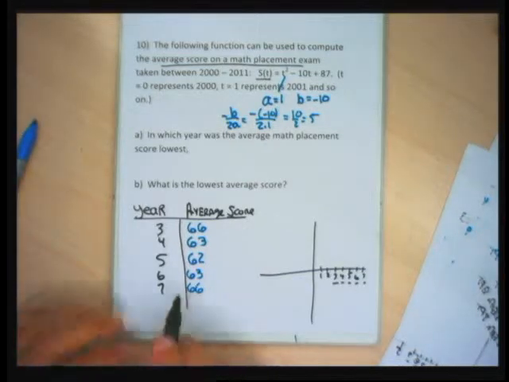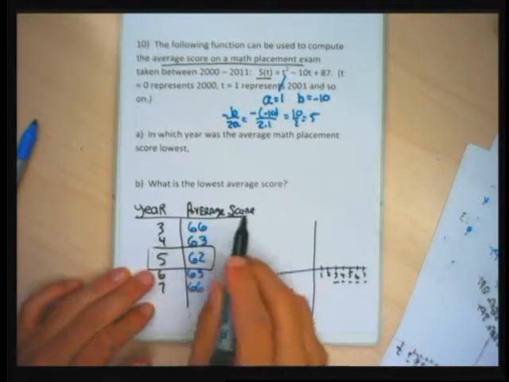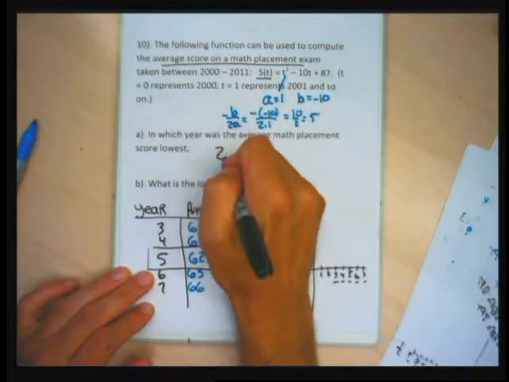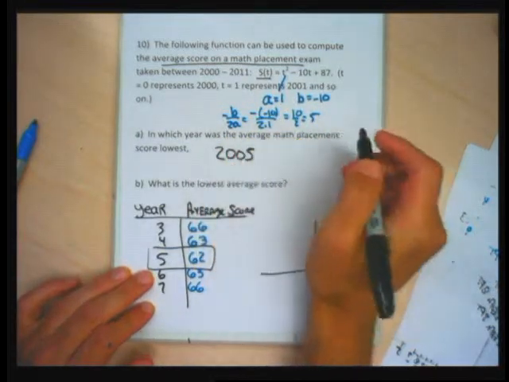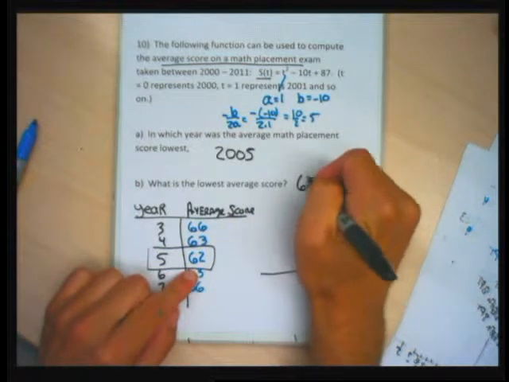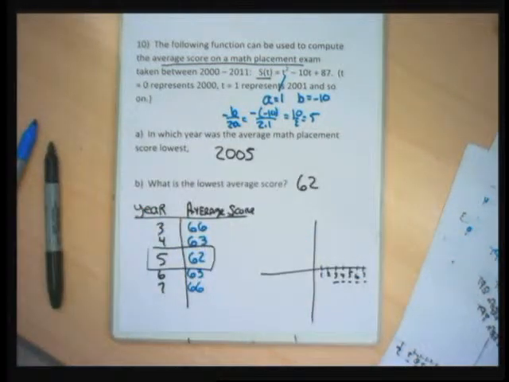So in which year? The year that stands for 5. 5 represents 2005. What's the lowest average score? 62. I don't know if that's a percent, so I'm just going to leave it at that. I don't know how many points are possible.